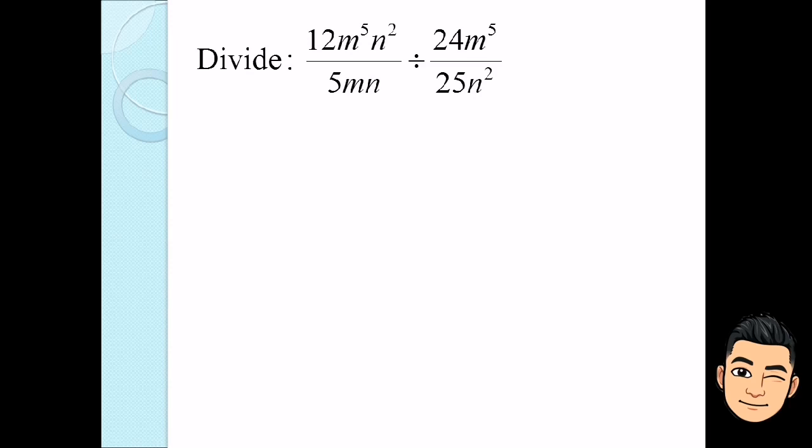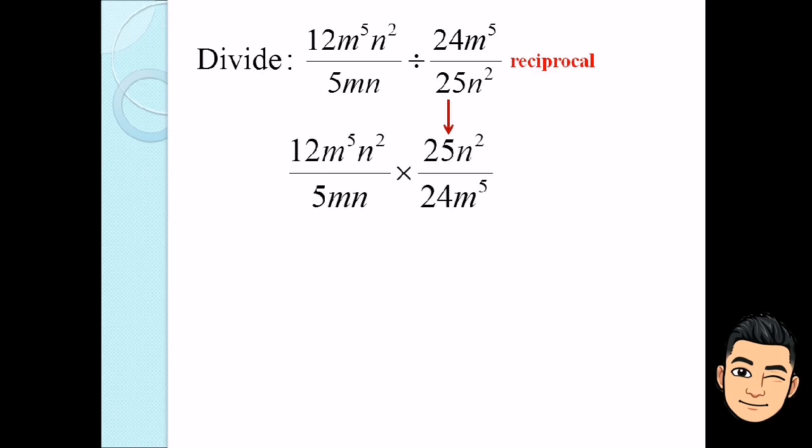12m to the 5th n squared over 5n divided by 24m to the 5th over 25n squared. So let's have the first step. We need to get the reciprocal of the second fraction, which is 24m to the 5th over 25n squared. So pagpapalitin lang natin yung numerator and denominator. So, magiging 25n squared over 24m to the 5th and then magiging multiplication na siya. Magpo-proceed na tayo sa steps ng multiplication.